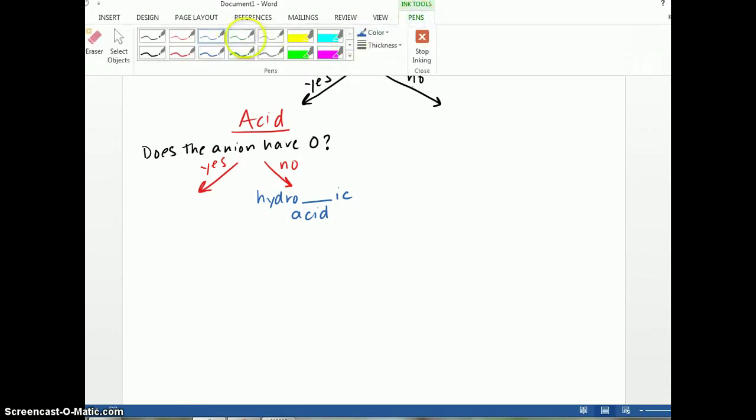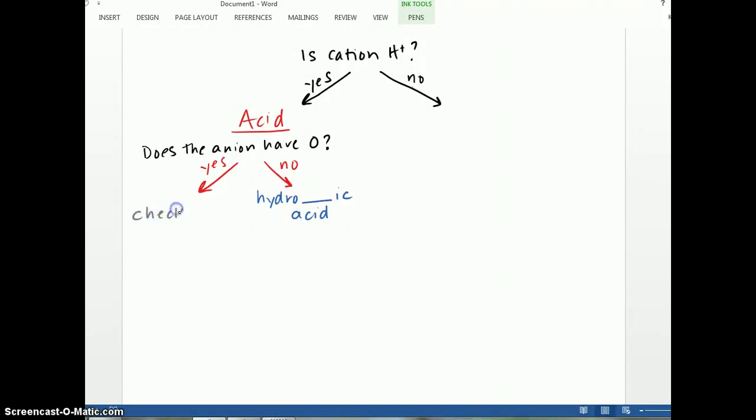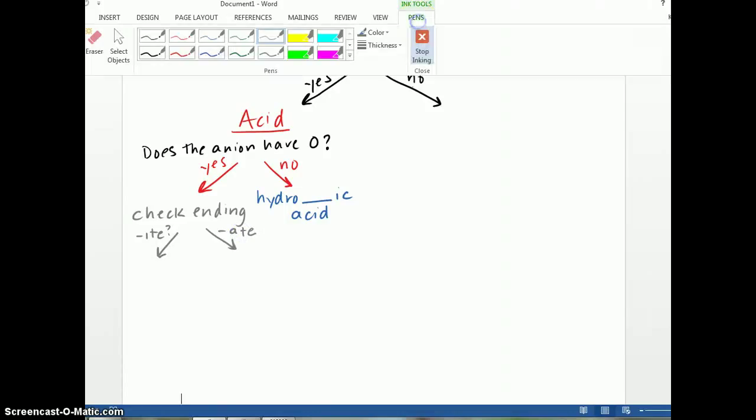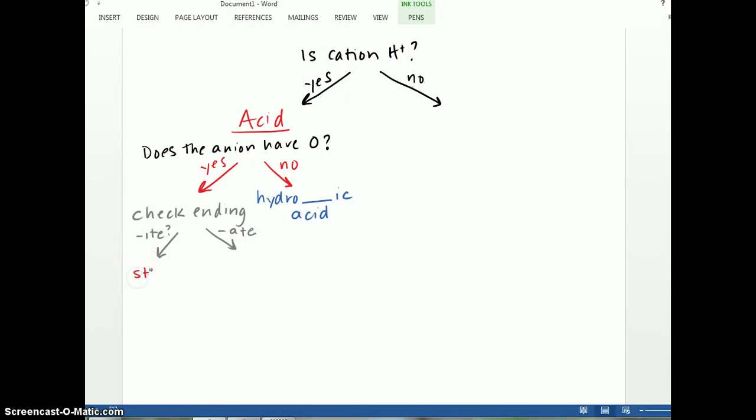If it does have oxygen, you need to go ahead and check the ending. Your ending with oxygen is either going to end in ITE or it will end in ATE. If it ends in ITE, you're going to use whatever the stem is plus OUS and then the word acid. If the ending is in ATE, you're going to use the stem plus IC and then the word acid. So something like nitrite would be nitrous acid. Something like nitrate would be nitric acid.